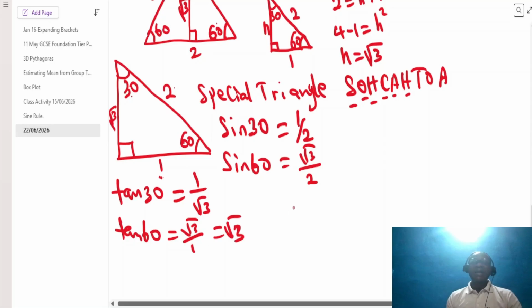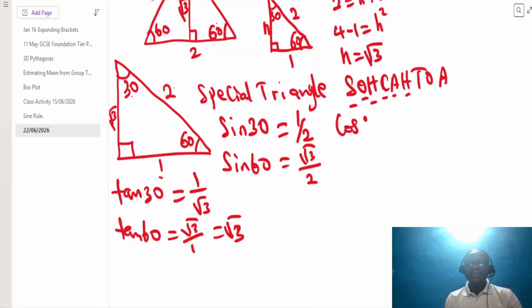Okay? I can now find cos 30. Cos 30 is adjacent over hypotenuse, from this SOHCAHTOA. Tan is opposite over adjacent. So, adjacent of 30 is root 3. Hypotenuse of 30 is 2. Therefore, cos 30 is root 3 all over 2. We shall make use of all these things in trigonometry in solving questions that involve sine rule. Do you understand me?